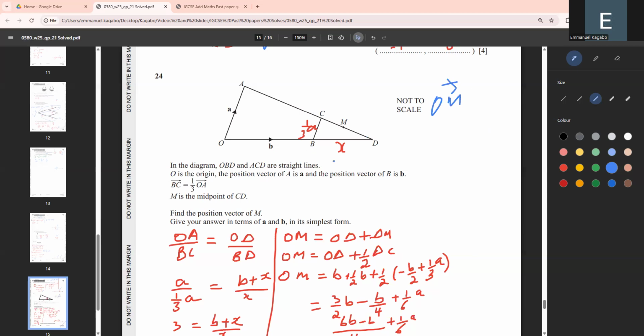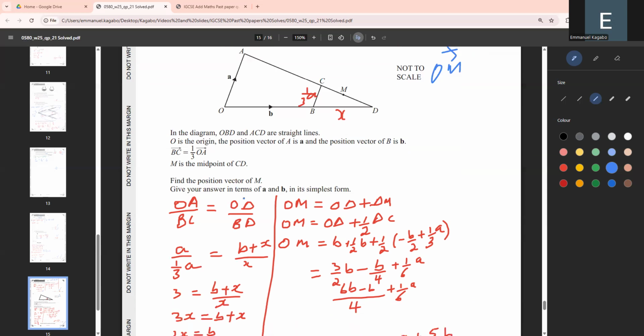Now, I cannot find OM unless I have BC. That's the easier way. Now, to get BC, I have to do a bit of similarity. It was a very tricky question in the exam, but if you know your similarity, what is it going to be? So I said OA divided by BC, because this line here and this line here should be the same as the OD, because the big triangle and small triangle, over BD. You get that? So what is that? This is A, OA is A, and BC will be equal to what? BC is 1 over 3A. What about OD? It's B plus X over X.